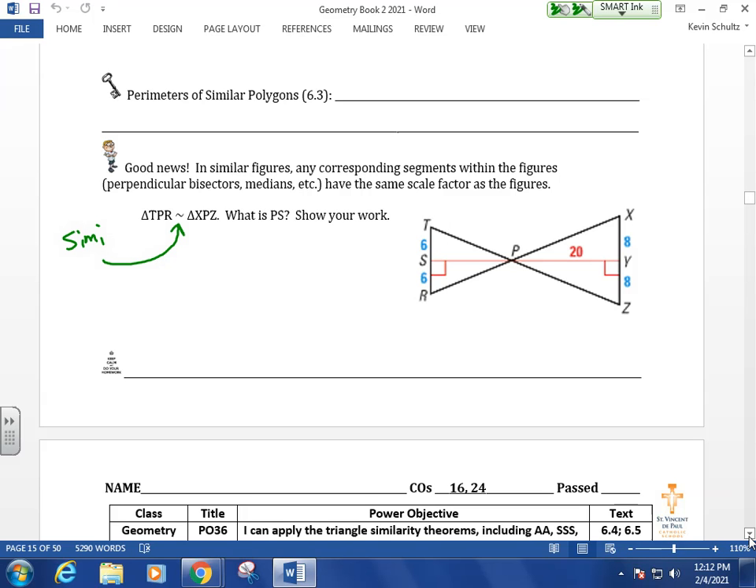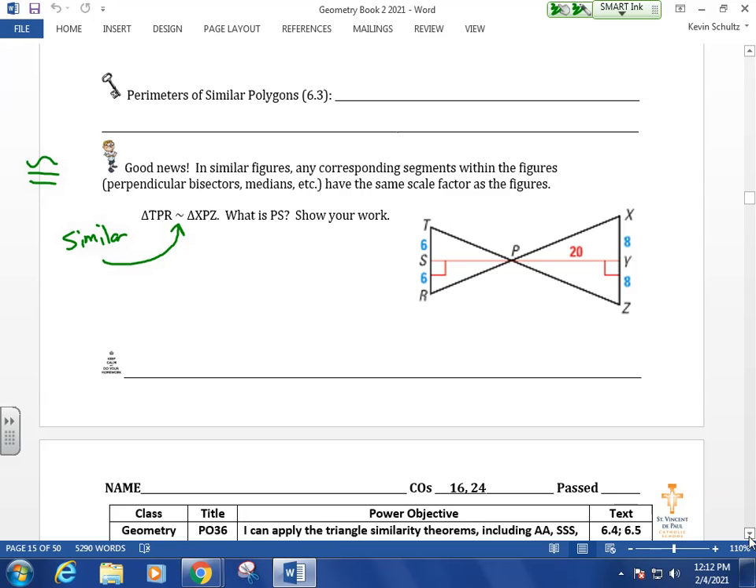That means that the triangles are similar. The congruency statement is similar to that, but it's an equal sign with that wavy line over it. Here it's just the wavy line. That means they are similar. And so knowing that those two triangles are similar, we're looking for PS.